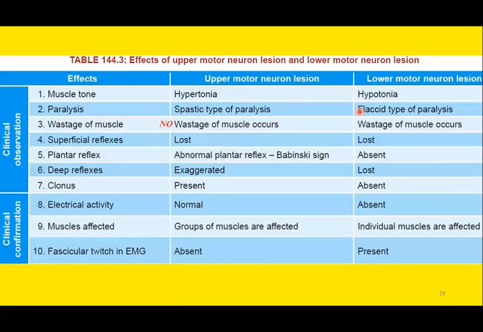Another important thing is the deep tendon reflexes or stretch reflexes. So exaggerated stretch reflexes in upper motor neuron lesion and Babinski sign will be there as well. Similarly, the stretch reflexes will be lost in lower motor neuron lesion. The deep tendon reflexes are suppressed. On the other hand, there is muscle atrophy in lower motor neuron lesion, no atrophy in upper motor neuron lesion.